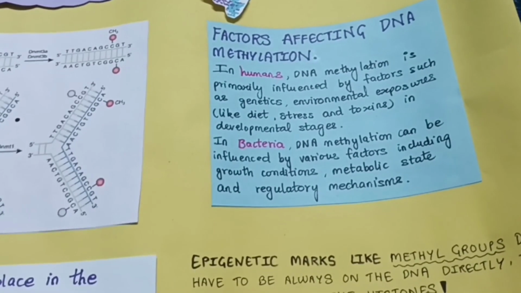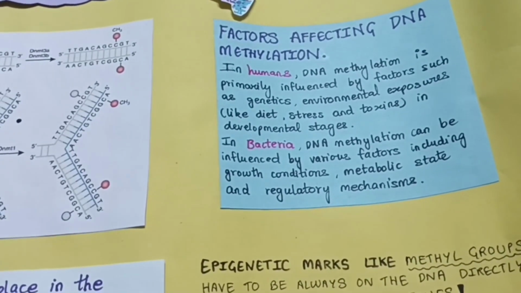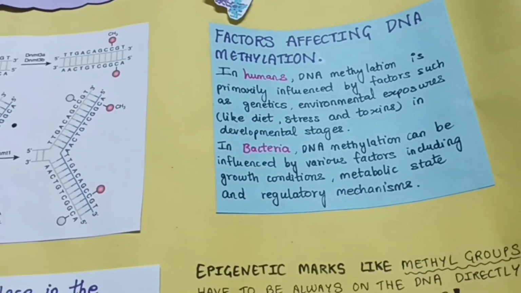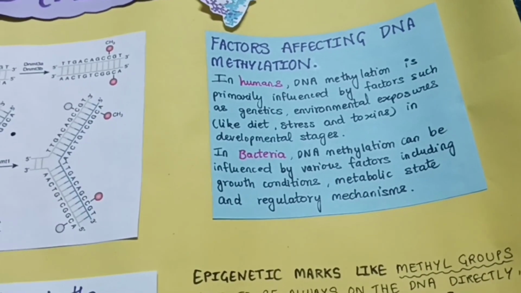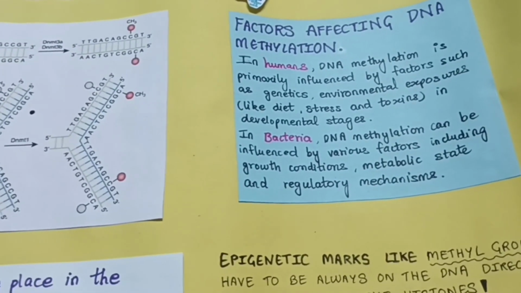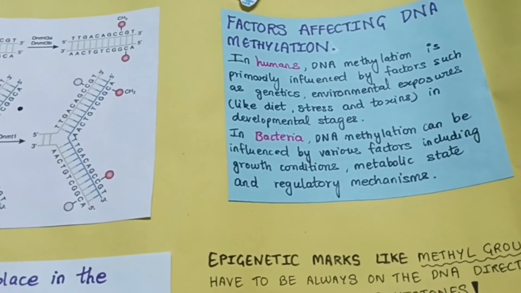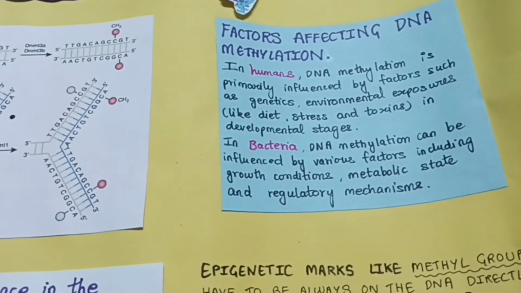All right, and now let's talk about the factors affecting DNA methylation. In humans, DNA methylation is primarily influenced by factors such as genetics, environmental exposures like diet, stress, and toxins, and developmental stages. In bacteria, DNA methylation can be influenced by various factors including growth condition, metabolic state, and regulatory mechanisms.